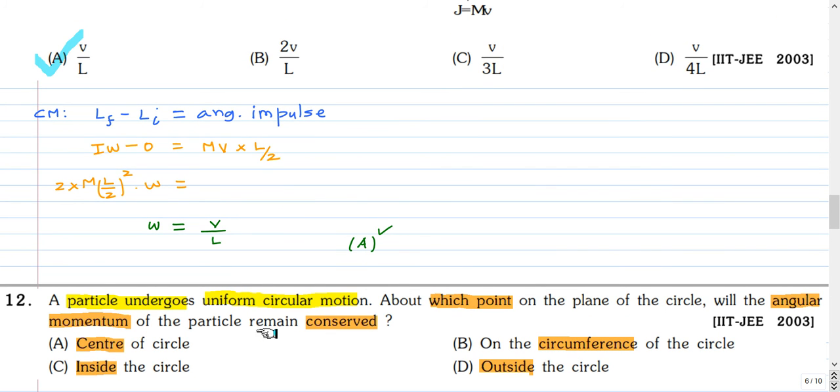This is the next question. A particle undergoes uniform circular motion. About which point on the plane of the circle will the angular momentum of the particle remain conserved? Option A, center of the circle. Option B, on the circumference of the circle. Option C, inside the circle. Option D, outside the circle. You can pause and attempt this question.